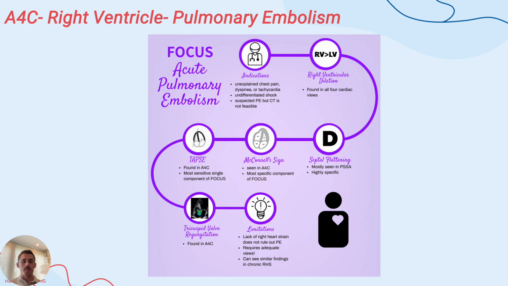Next, we start talking about McConnell sign, which we'll talk about a little bit next here. Then, if you're still unsure, you can evaluate the heart with TAPSE, which we'll talk a little bit about. Again, that's tricuspid annular plane systolic excursion. So it's a very sensitive, as opposed to a specific, signal for acute pulmonary embolism. And then finally, tricuspid valve regurgitation, seen in that apical 4-chamber view.